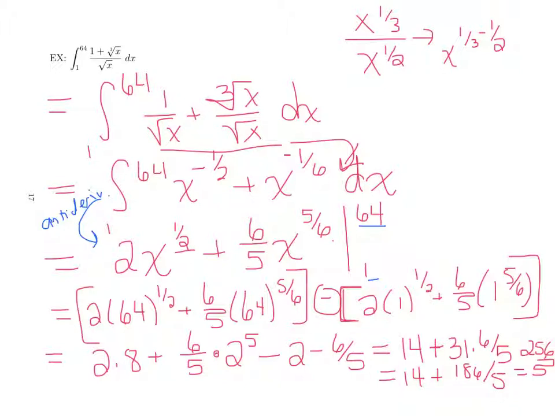Notice the importance of these parentheses. These are very important to keep track of that minus sign. And then we just evaluate. 2 times 8 plus 6/5 times 2 to the 5th, and then minus 2 plus 6/5. But the two minuses just distributed, you have a minus 2 and a minus 6/5. And assuming that I can actually add this without thinking about it, we get 256 over 5.